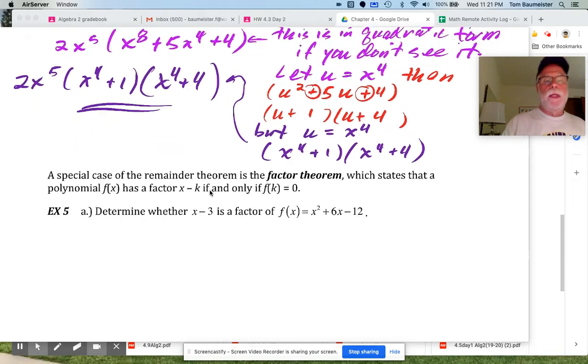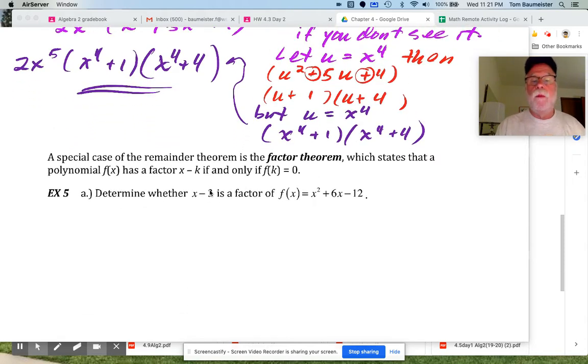Okay. Now, we didn't really talk about the remainder theorem. That was in the previous section, but we decided to just tell you about the factor theorem because the factor theorem will let us know if something is a factor. So a factor would be when we get a remainder of 0. So the special case of the remainder theorem is the factor theorem, which states that the polynomial f of x has a factor x minus k if and only if f of k is equal to 0.